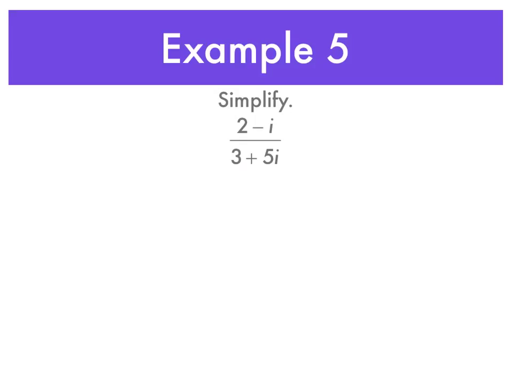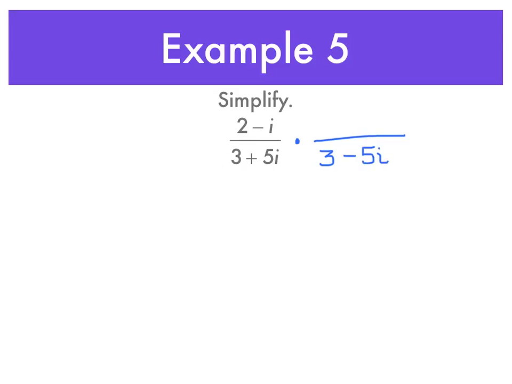So what I'm going to do is multiply by something that would get rid of that i. And remember, the one we really care about is the one on the bottom. I don't care so much if there's an i on the top, but the one on the bottom is the one that can't stay there. So I'm going to say, what could I multiply by that would get rid of the i? Well, that would be the complex conjugate. So the conjugate of 3 plus 5i is 3 minus 5i.